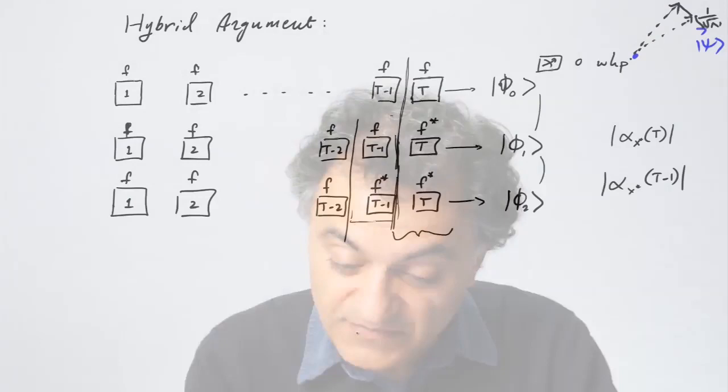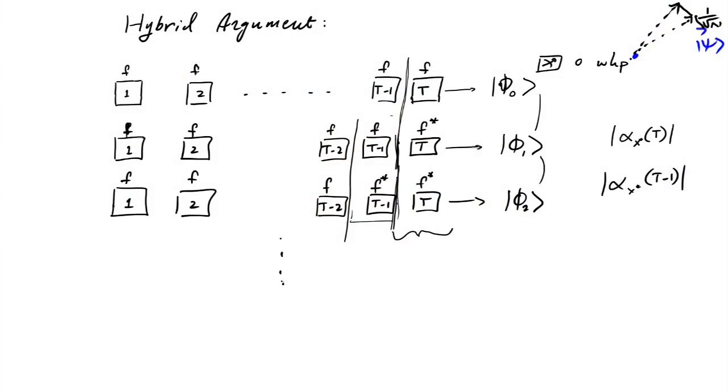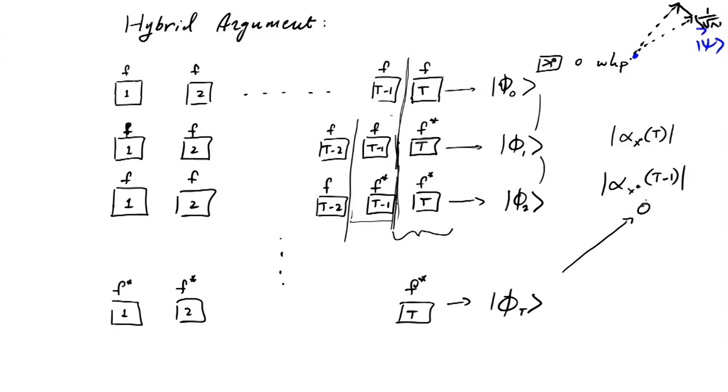Okay, so now we can keep this argument going. We just keep stepping from f to f star one step at a time until we get to the last run where we query on f star at each step. Okay, so now we can ask, how much did we change the vector by? Well, you see, we had this vector phi naught. And what we did was we changed it by a little bit, changed it by a little bit, changed it by a little bit, changed it by a little bit. And how much did we change it by? Well, we changed it by alpha. Let me drop the x star. It's alpha of t, alpha of t minus 1, alpha of t minus 2, and so on up through alpha of 1. And then that's the final vector.